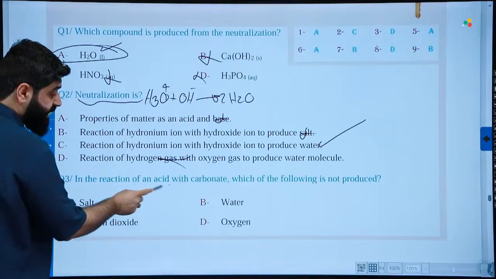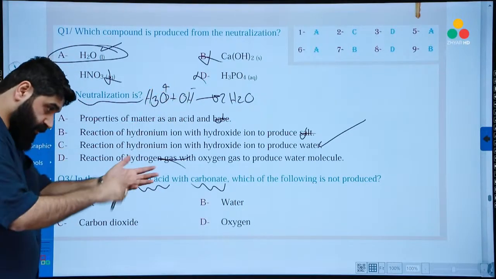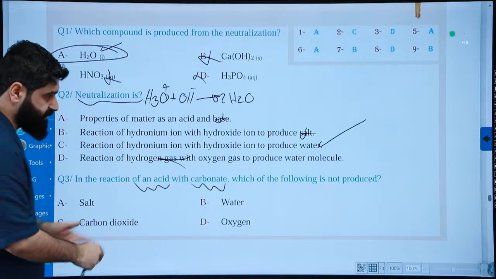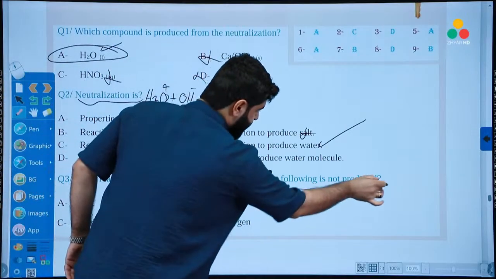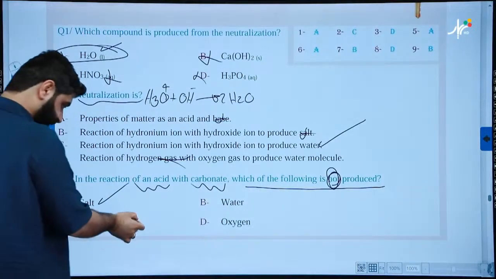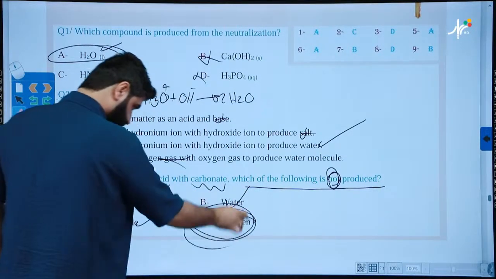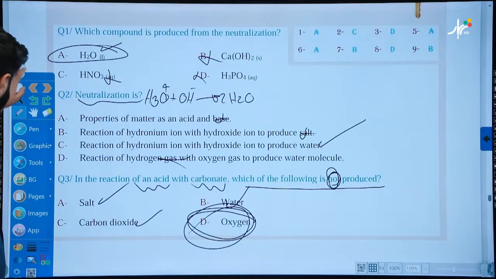In the reaction of an acid with carbonate, the three products are water, salt, and carbon dioxide. Which of the following is not produced? We will get salt, carbon dioxide, and water. The only thing that cannot be produced is oxygen. Good.